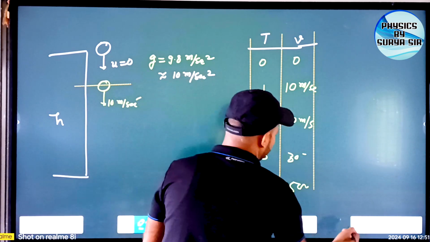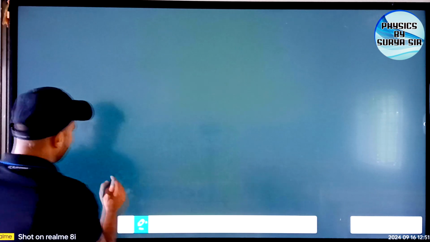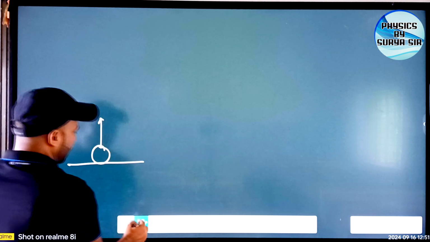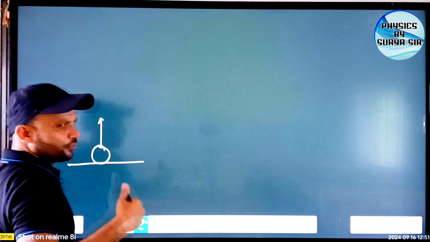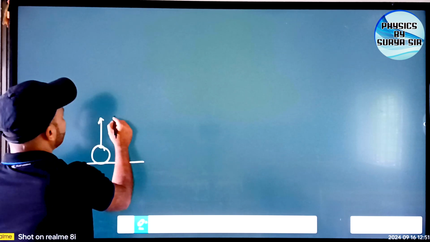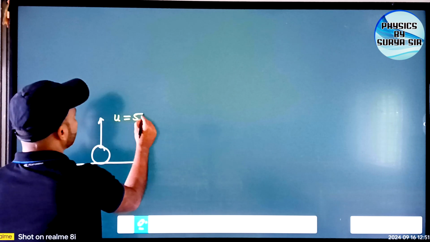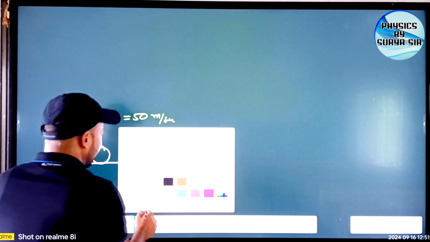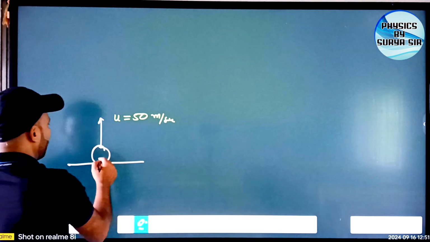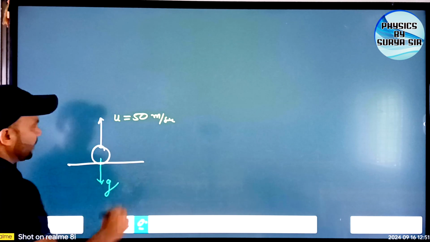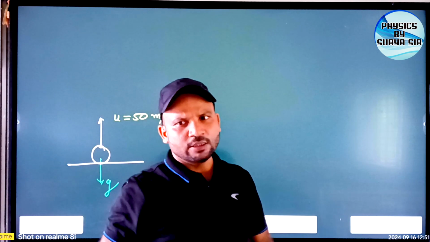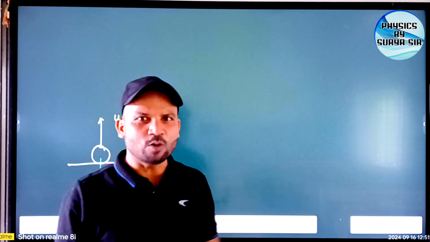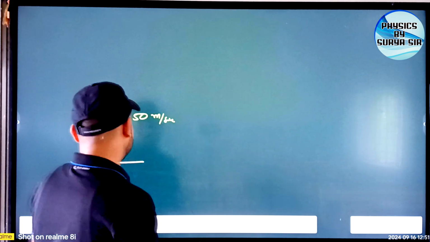then what is going to happen? Suppose we are taking an object here, and it is initially projected with some fixed velocity. Suppose its initial velocity u is 50 meter per second. Its acceleration due to gravity will be in the opposite direction. So in each and every 1 second, its velocity is going to decrease by that amount, that is 10 meter per second.